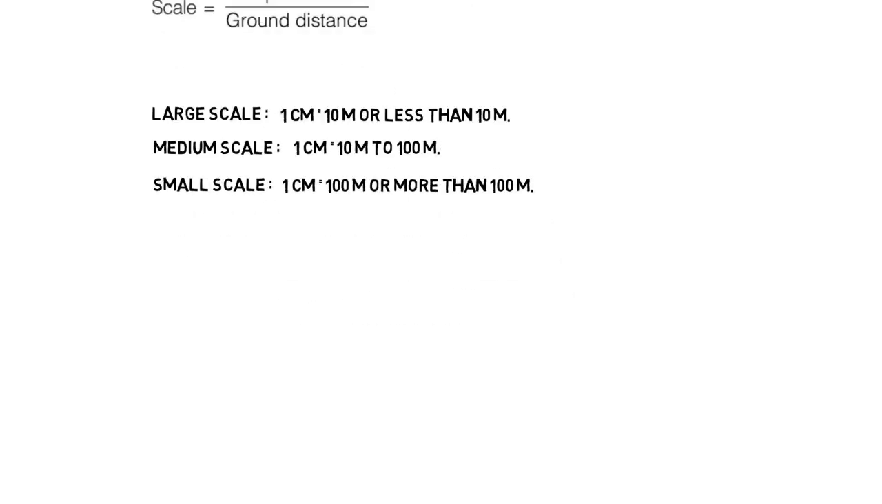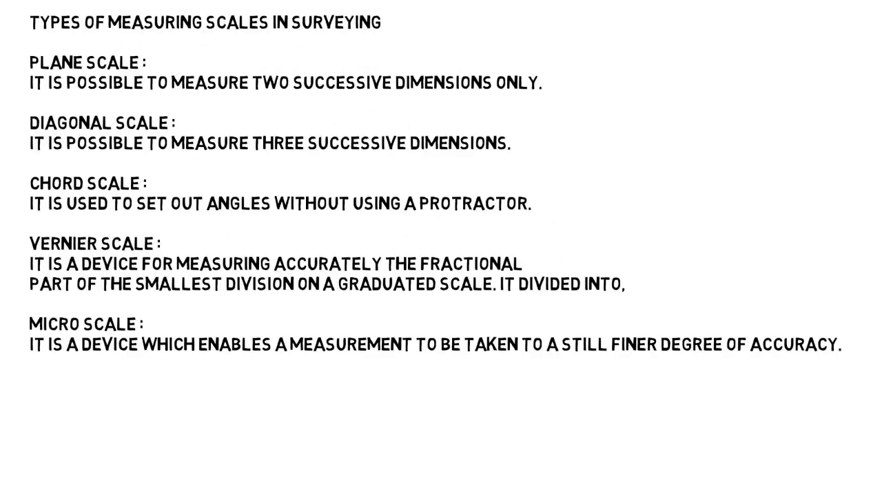Now next, types of scale used in surveying: plane scale, diagonal scale, chord scale, vernier scale, micro scale. These are the types of scales used in surveying. In the plane scale, it is possible to measure two successive dimensions only, where you can say x and y axis. In diagonal scale, it is possible to measure three successive dimensions like x axis, y axis and z axis.